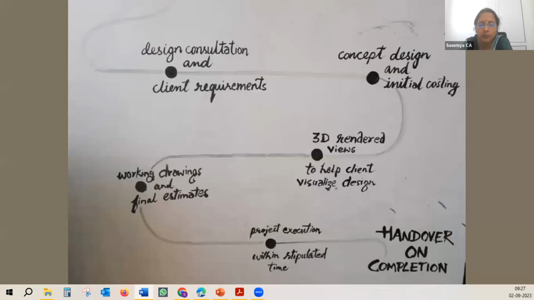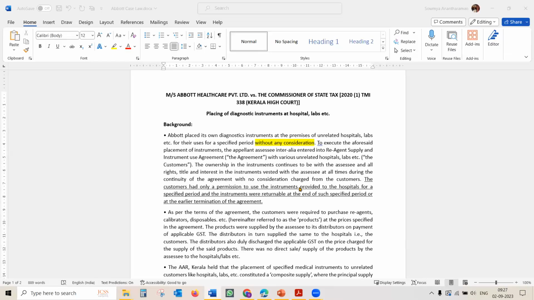Are you able to see the screen now? ABOT Healthcare. No, we can see the flow. We can see the flow actually. Oh, sorry. There is a flow chart. How about now? Yeah, now we can see.